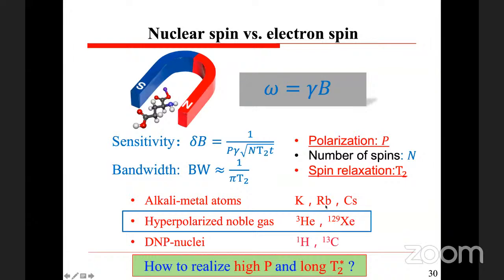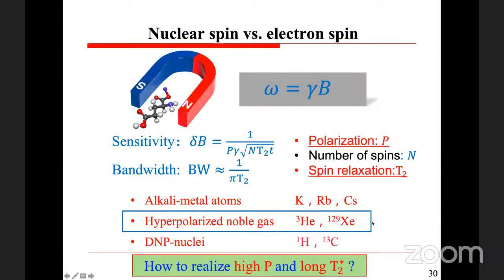Let me explain how we prevent impairment stage. In general, the magnetic field sensitivity is described by these equations, in which the spin polarization and the T2 are very important. So here we choose a noble gas because it could have very long T2.